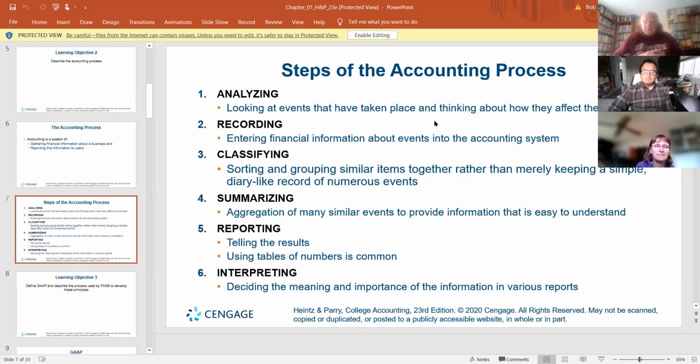Again, you want the financial statements to be detailed like crazy, but also set up in somewhat of a summarized version that makes it easier for the reader. Then the reporting at the end of the month, you tell the results. You actually come up with the financial statements. You're going to prepare an income statement, a retained earnings statement, a balance sheet, and probably a statement of cash flows. And then finally, we interpret what's going on. We decide the meaning and the importance of the information.